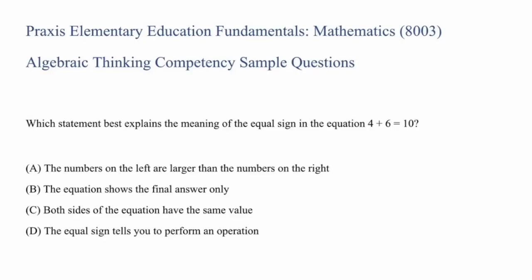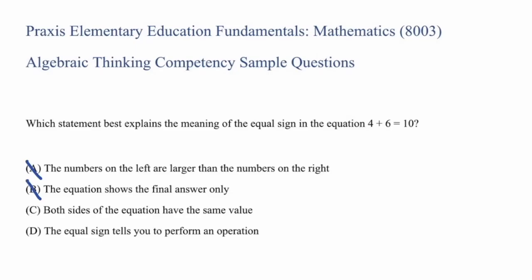Which statement best explains the meaning of the equal sign in the equation 4 plus 6 equals 10? We know that the equal sign means that the expressions on both sides represent the same quantity or value. A, the numbers on the left are larger than the numbers on the right. That is not true. We have B, the equation shows the final answer only. That is also not what we were necessarily talking about.